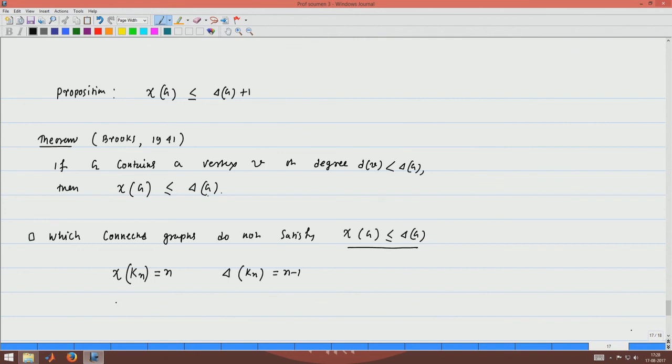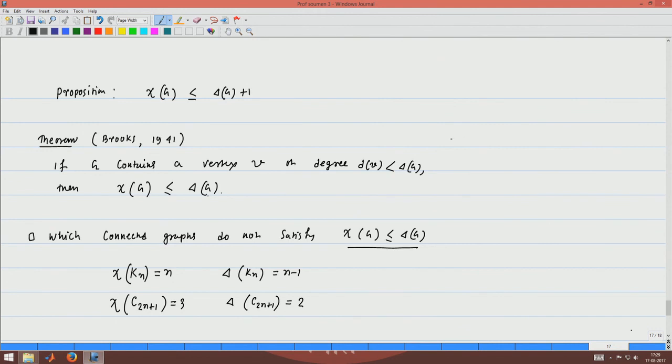Okay. Another graph is the cycle with odd number of vertices, C 2n plus 1, and we know that the cycle has chromatic number 3 and the maximum degree of cycle C2n plus 1 is equal to 2. So, chi of C2n plus 1 is delta plus 1 basically, right.